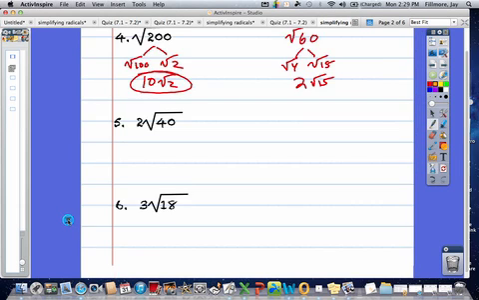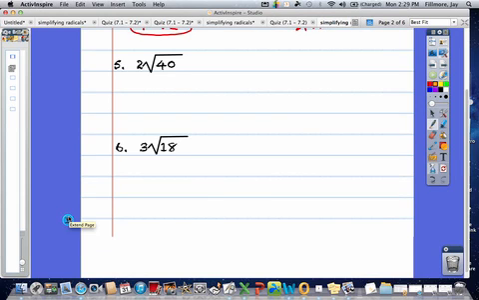For number 5, 2 root 40, well, we have a 2 in the front to begin with. So let's just leave it there for now. We'll deal with it later. And 40, I can break this up into the square root of 8 times the square root of 5. I can't break up 5. I don't break up whole numbers, but I have the square root of 8 I can break up. So this is 2. I can break this up into the square root of 4, square root of 2, and then I have my square root of 5 here still.